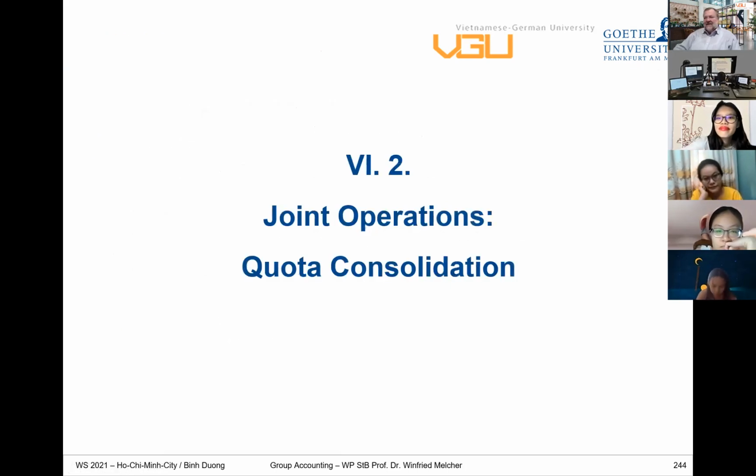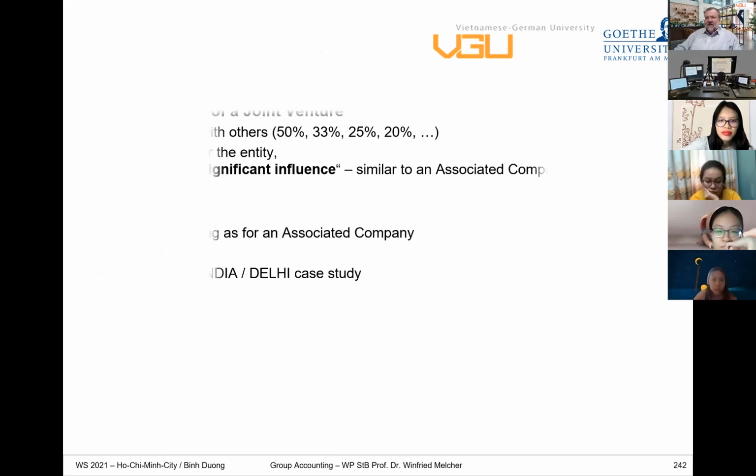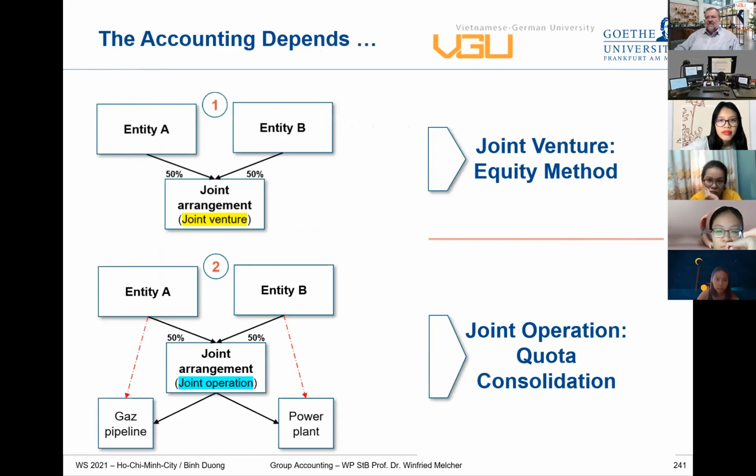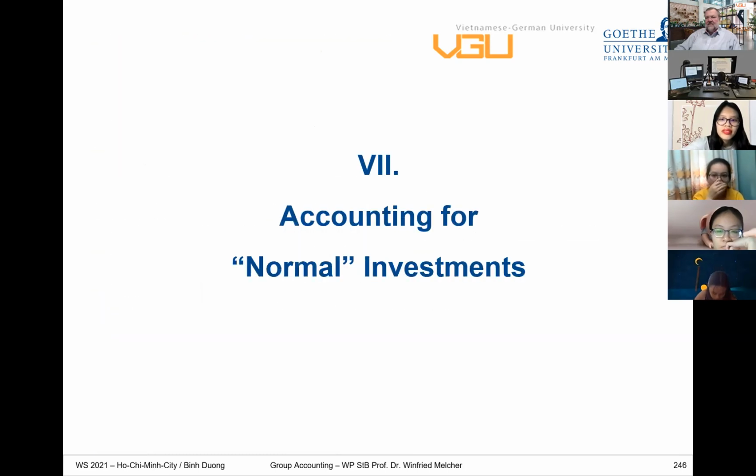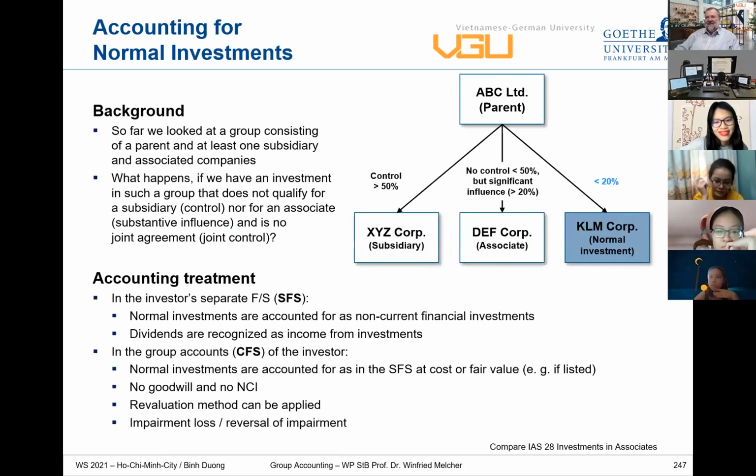We can look at normal investments. Oops, that was backwards, sorry. So, well, how are normal investments accounted for? And I think that is the easiest part. So for instance, if you have a group represented by this little graphic, you have a parent, ABC, and it is called parent because it fully controls XYZ, the subsidiary. They have more than 50%, so they control.